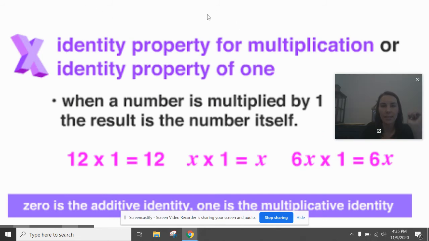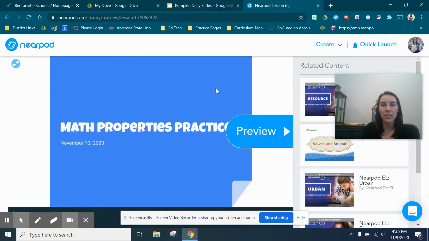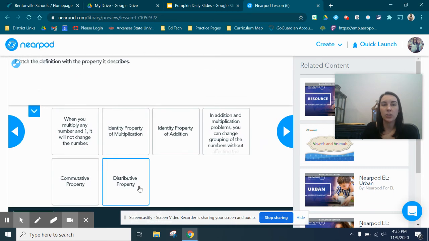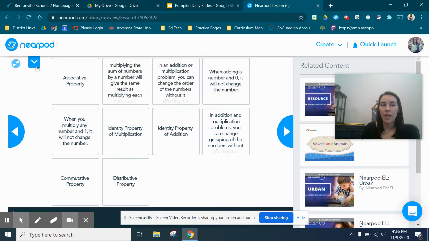Okay, let's exit this slide. Where'd it go? There it goes. Okay, so your Nearpod looks like this. The first slide is just going to be for you to match the definition with the property. So you just move that arrow up. And then the associative property matches whatever. You just click on it and then you click like that.